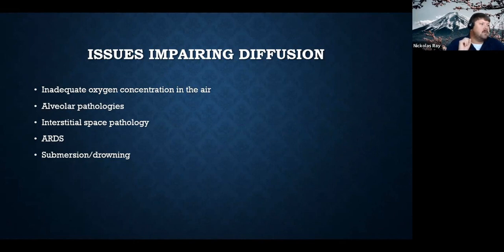Now, we can see that it may be a physical issue with the alveoli, but because of the physical issue, we have an inability of movement of oxygen across the membrane. Interstitial space pathology. What are some things that may affect the interstitial space? All right, yeah, pulmonary edema, non-cardiogenic or cardiogenic. High pressure or high permeability. Remember those terms? High pressure or high permeability.